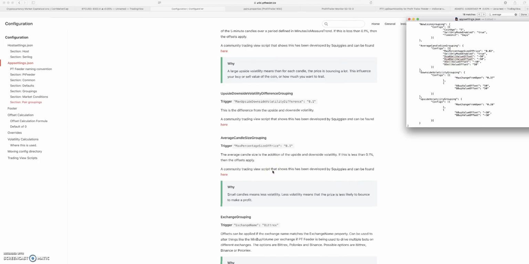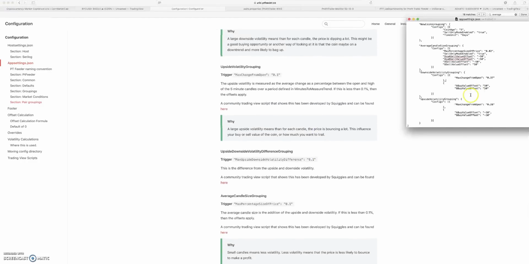Basically, the average candle size is the addition of the upside and downside volatility. So if this is less than 0.1%, then these offsets apply. And the trigger for this sort of grouping scenario is max percentage size of price. And I'm using 0.02, and I'll kind of explain why in a second. We're going to kind of come back to this one since it piggybacks off of the downside and the upside volatility. And this is where it gets really fun. So I'm excited to show you guys this.